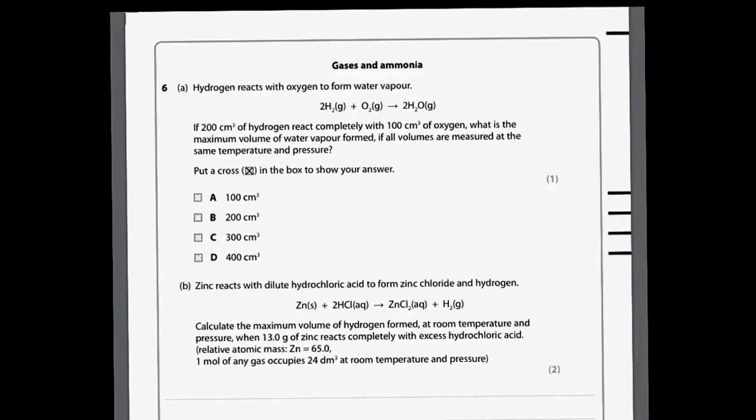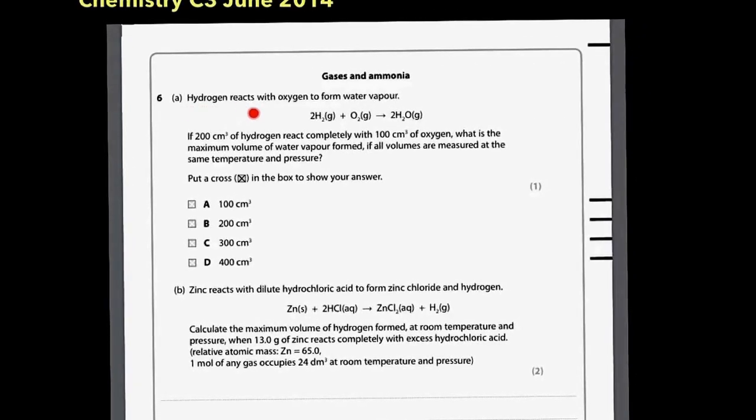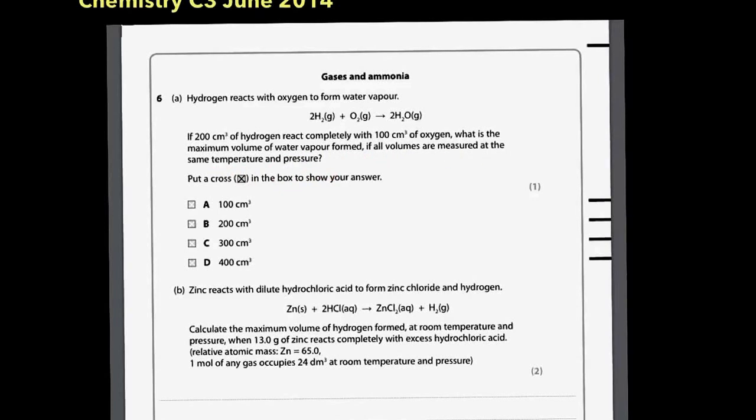So for this question, it says hydrogen reacts with oxygen to form water vapor. They've given us the equation. If 200 centimeters cubed of hydrogen react completely with 100 centimeters cubed of oxygen, what is the maximum volume of water vapor formed if all the volumes are measured at the same temperature and pressure? And it gives us another tick box answer. And here are 4 different possibilities. So the answer would be 200.